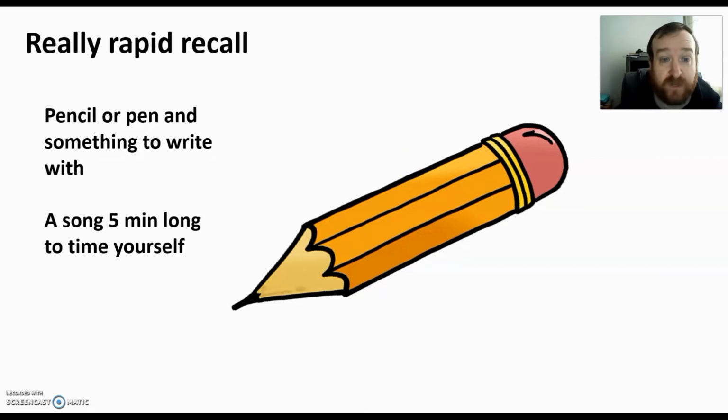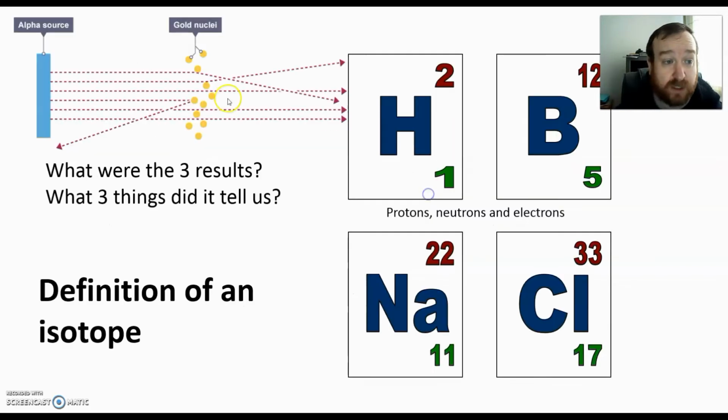Okay, so first job, you need to tell me what are the 3 results from the gold leaf experiment, so what happened to those alpha particles. Then you need to say what 3 things those results tell us. You need to give a definition of what an isotope is, and you need to tell me the number of protons, neutrons and electrons in hydrogen, boron, sodium and chlorine. Careful of the atomic masses. So pause the video here, start your song and get those things done.